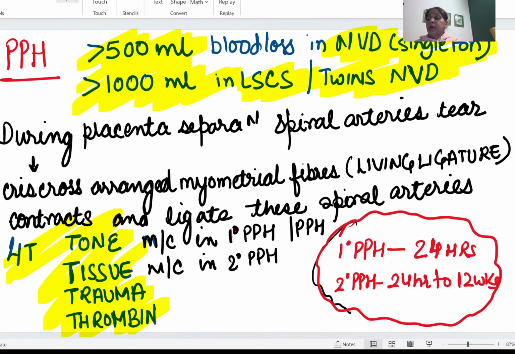Okay, so here we were discussing there are four reasons of PPH. I told you that spiral arteries contract by the myometrial crisscross arrangement of fibers. Now, what if these fibers don't contract? Then there will be atonicity, and it will lead to PPH, and this is the most common reason of PPH, atonicity. Tone is affected. The rest three reasons: retained tissue, trauma, or thrombin.